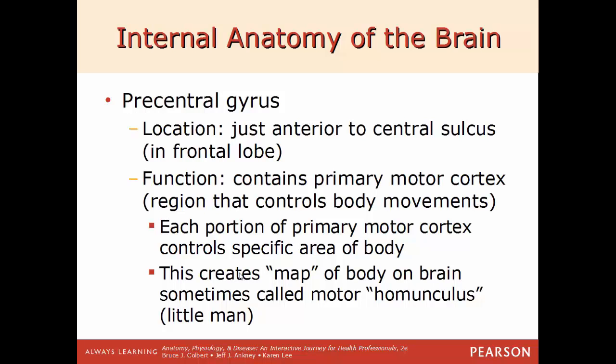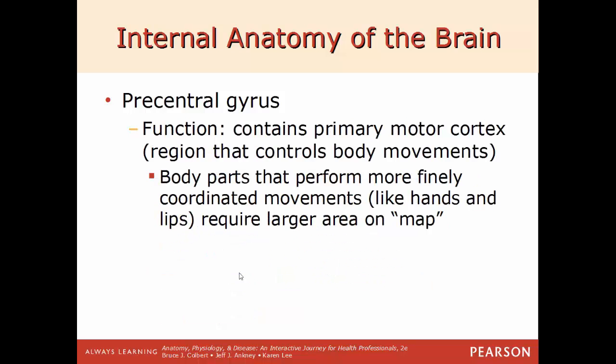Function, it contains the primary motor cortex. This is the region that controls your body movements. Each portion of the primary motor cortex controls a very specific part of your body. So this creates a map of the body on the brain, sometimes called a motor homunculus, or little man. The body parts that perform more finely coordinated movements, like the hands and lips, require a larger area on this map, the homunculus. So it's a way to show the connection between what part of the body is being controlled by what part of the brain.